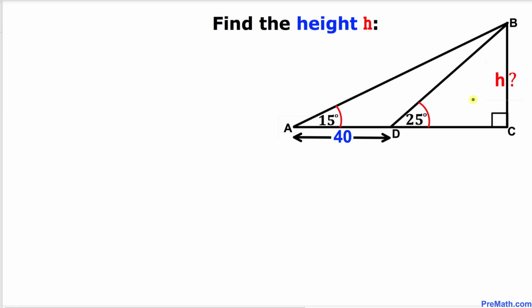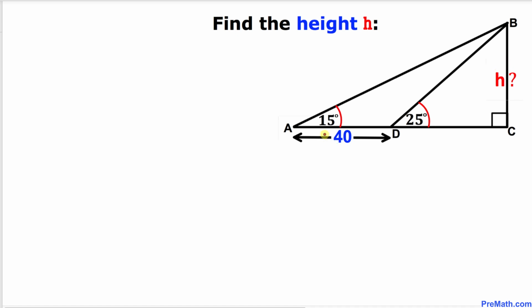In this video tutorial, we have this right triangle ABC, and within this right triangle, we have two additional triangles such that angle A is 15 degrees and angle D is 25 degrees. Moreover, the distance AD is 40 units, and we are going to calculate the height H, as you can see in this figure.